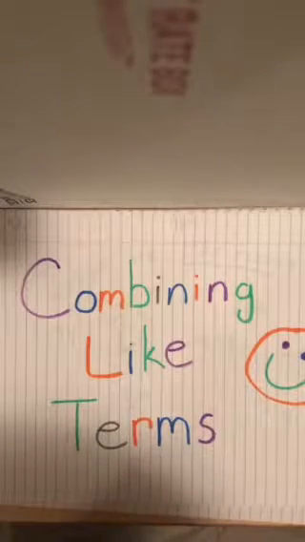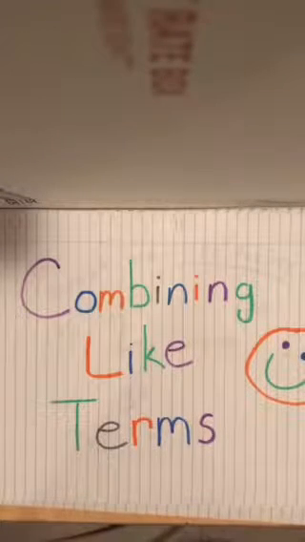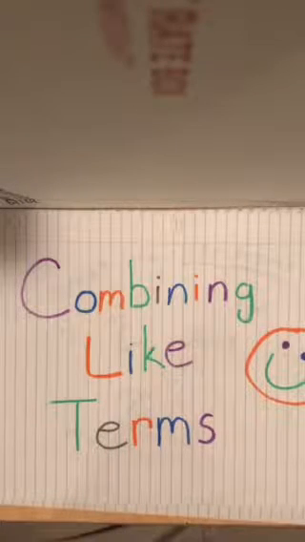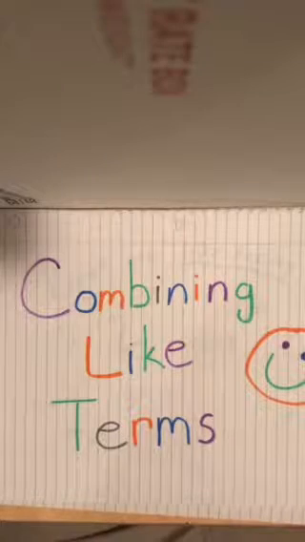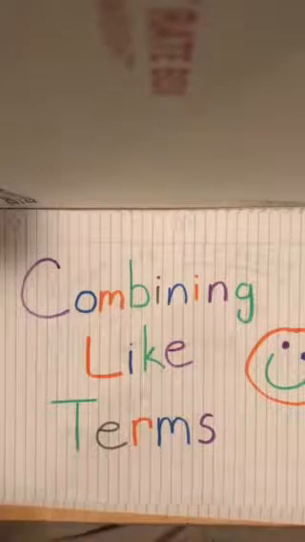We combine like terms in order to simplify expressions, but in order to simplify expressions, we have to first understand what like terms are. Like terms are terms whose variables and their exponents, such as the 2 in x squared, are the same. In other words, they are like each other.